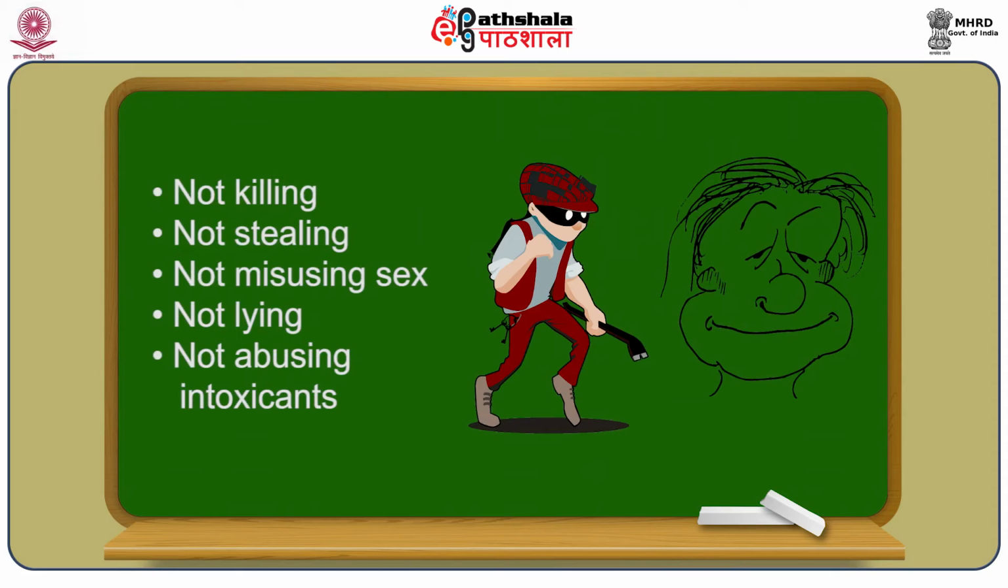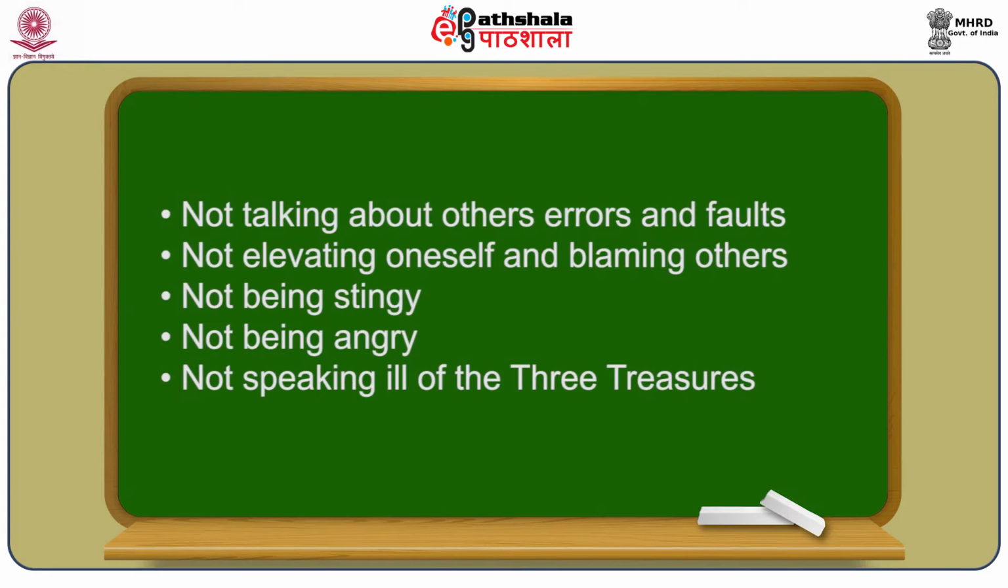So the first is not killing, then not stealing, then not misusing sex, then not lying, then not abusing intoxicants. These are the 5 precepts, and the 5 new ones are: not talking about others' errors or faults, not elevating oneself and blaming others, not being stingy, not being angry, not speaking ill of the 3 treasures.